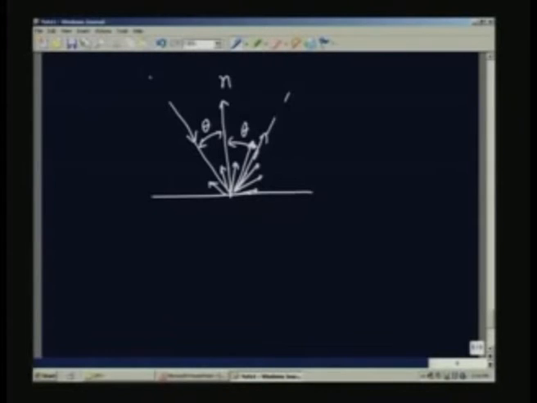So, reflection may show some specular component. At the same time, it also shows reflection along the other directions. In this case, this is the most general case, we will call it the general case. It is neither optically smooth nor rough. It is some kind of an intermediate case.